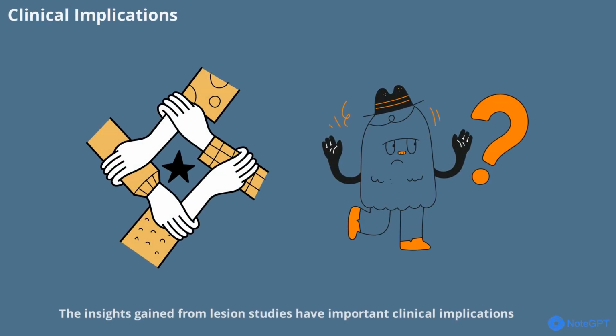The insights gained from lesion studies have important clinical implications. They inform diagnosis, guide rehabilitation, and help predict outcomes for patients with brain injuries or diseases. By understanding which networks are affected, clinicians can develop targeted interventions to support recovery and improve quality of life.